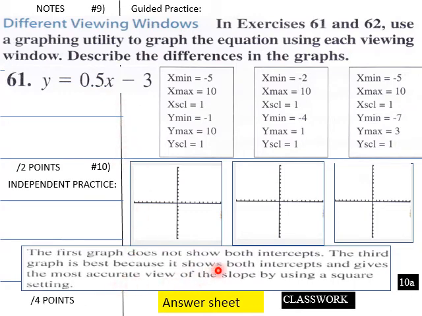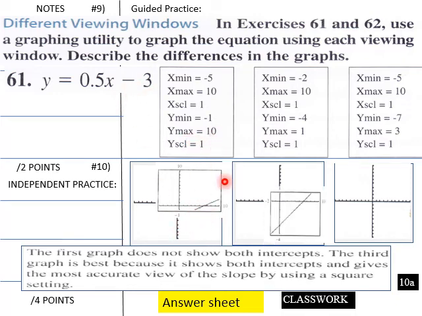So the first graph does not show both intercepts. This one here won't show both intercepts. So you have something like this. It's focused in because your y-min here is -1. So you won't really get in your y-intercept here because it cuts it off. And then over here, yeah, you'll get in your y-intercept here. Your y-intercept is down there, and then your x-intercept is up here. That one looks pretty good. That would be acceptable to me. The third graph is the best.